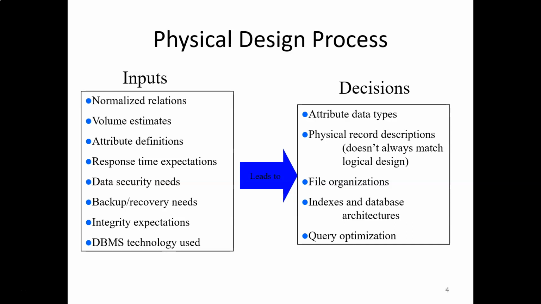Using these inputs, you are going to make a number of decisions. You are going to make a decision about the data type, a decision about the physical record, a decision about the file organization, a decision about which field you are going to index, and also make decisions about how to optimize the query. These are the decisions you will make based on the inputs you get from previous steps.